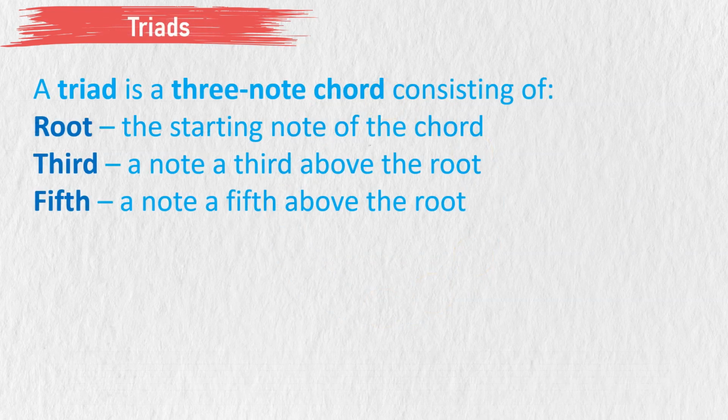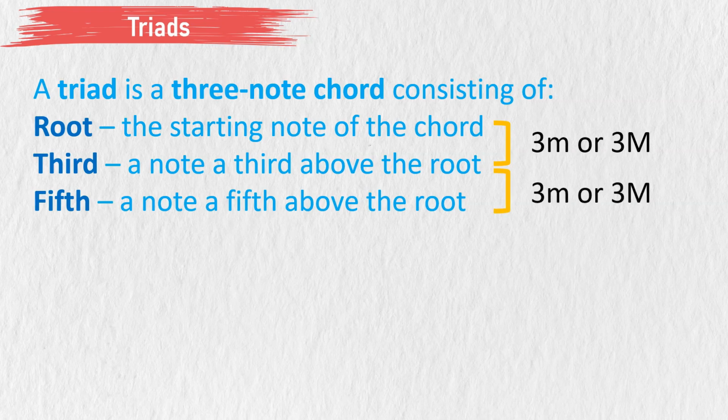The next step is to do the harmonization using triads. Let's quickly recap what a triad is. A triad is a 3-note chord consisting of root, the starting note of the chord, 3rd, a note a 3rd above the root, and 5th, a note a 5th above the root. The interval between the root and the 3rd can be a minor 3rd or a major 3rd. The interval between the 3rd and the 5th can be a minor 3rd or a major 3rd as well.